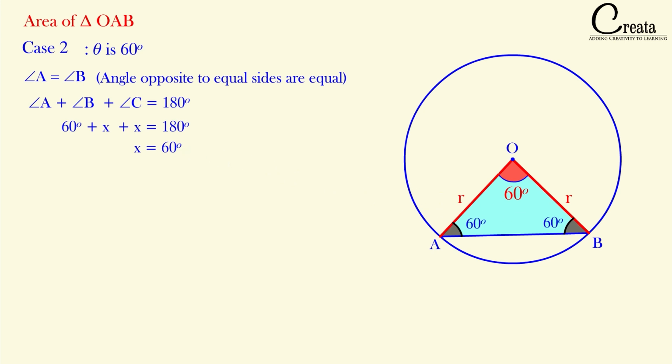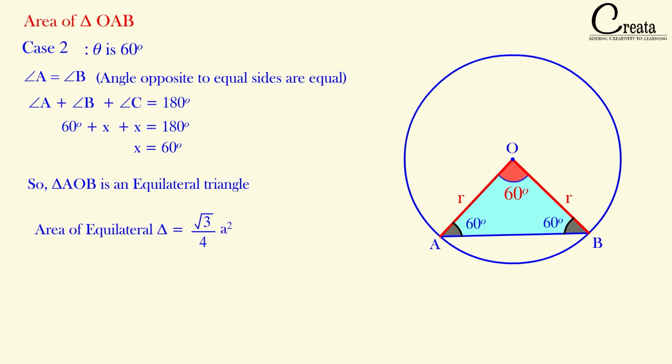And the third angle, which is the given one, is already 60 degree. It means all three angles are equal to each other, so this triangle is an equilateral triangle. Whenever you get this angle as 60 degree, you can directly take the triangle as an equilateral triangle. Once you have the equilateral triangle, you can directly apply the area formula of the equilateral triangle, that is root 3 by 4 a square, where a is the side of the triangle. All three sides are equal, and the radius will be the side of the equilateral triangle. This way you can find the area of the triangle.